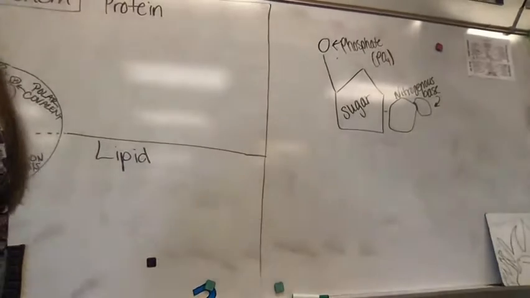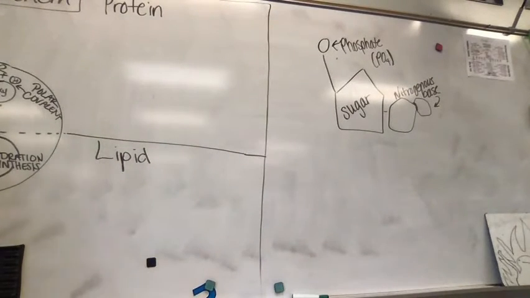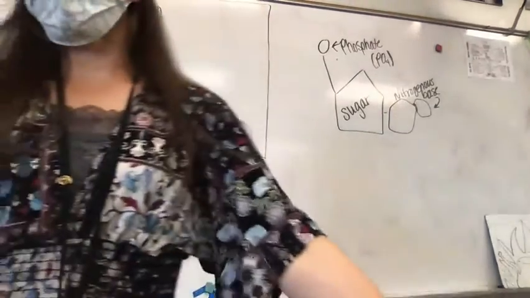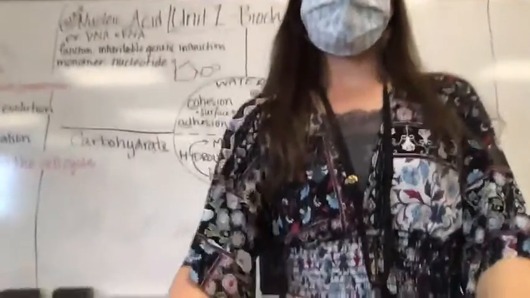Okay, so that is the monomer that makes up DNA. That makes up nucleic acids. It doesn't have to be DNA, it could be RNA. So that is your nucleotide. You can label it in your little spot over here if you want to.